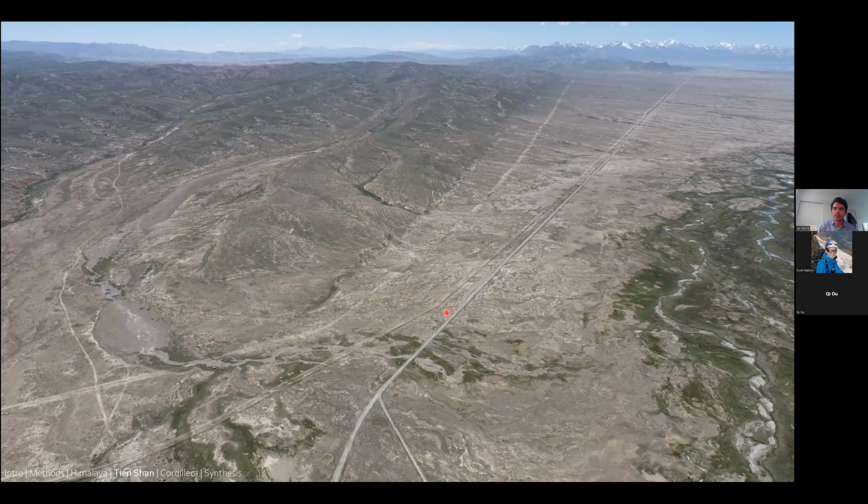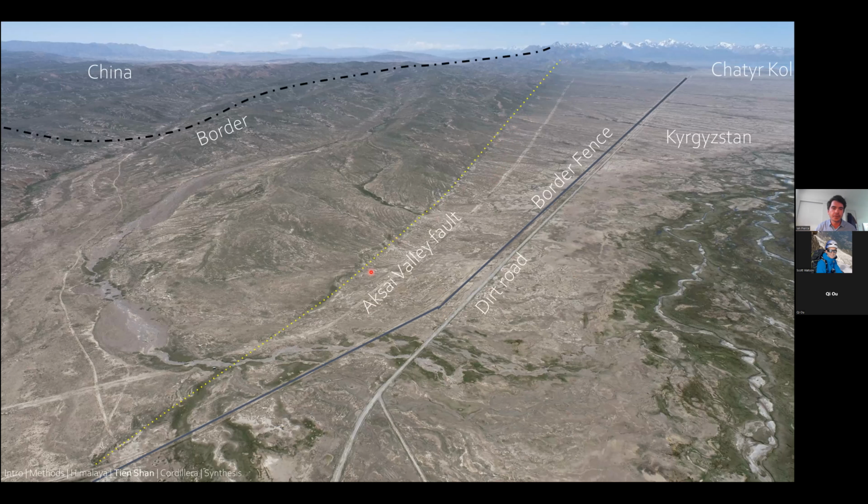Next, we'll move to the Chinese-Kyrgyz border, where the valley floor here is over 3.5 kilometers in altitude. Here, I'm investigating a left lateral strike slip fault. That fault has a very clear surface trace cutting like a knife across the landscape.